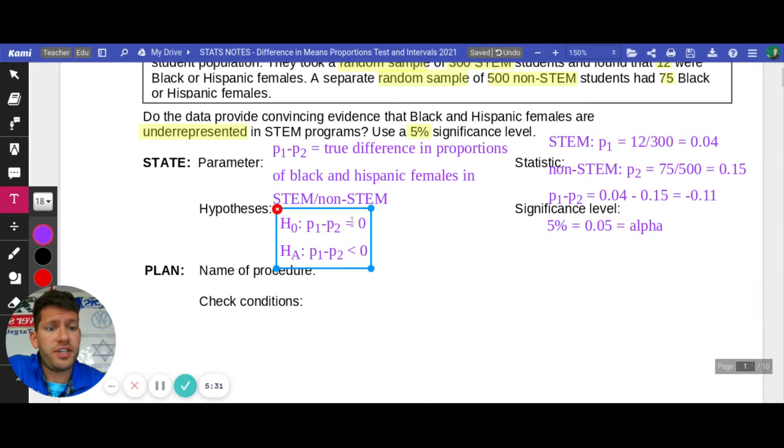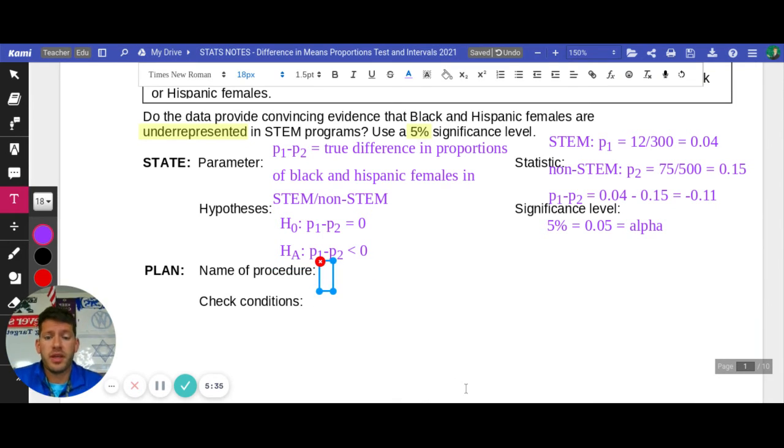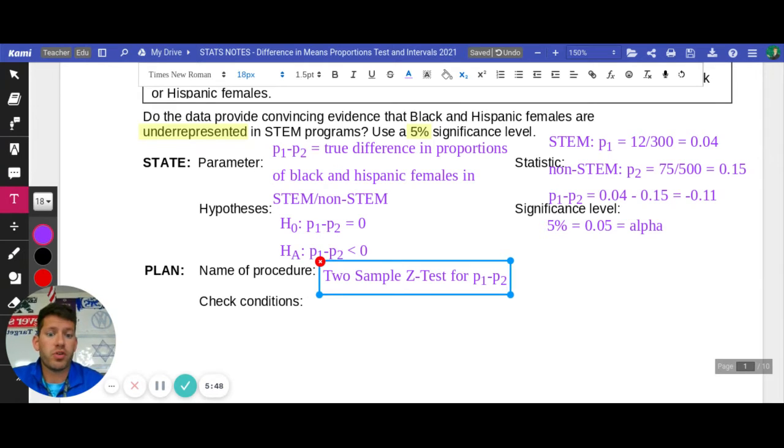So we're going to have a new procedure here. Normally we've been saying one sample. In this case, we have a two sample. Since we're doing proportions, we're going to have a z-test, and we want to test the difference in the proportions, P1 minus P2.